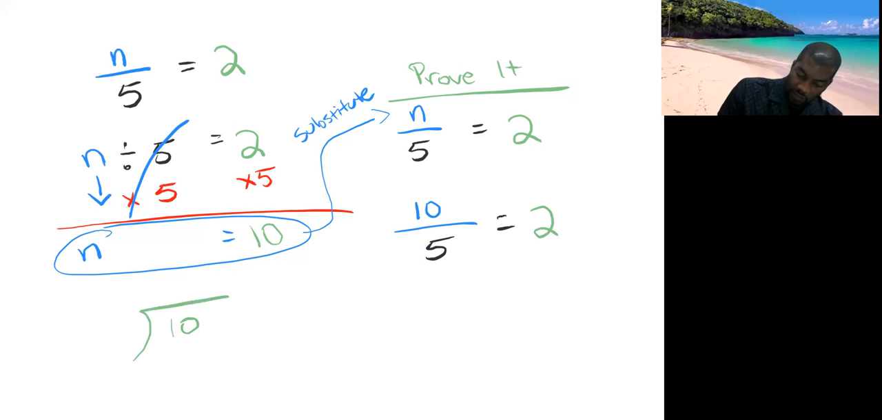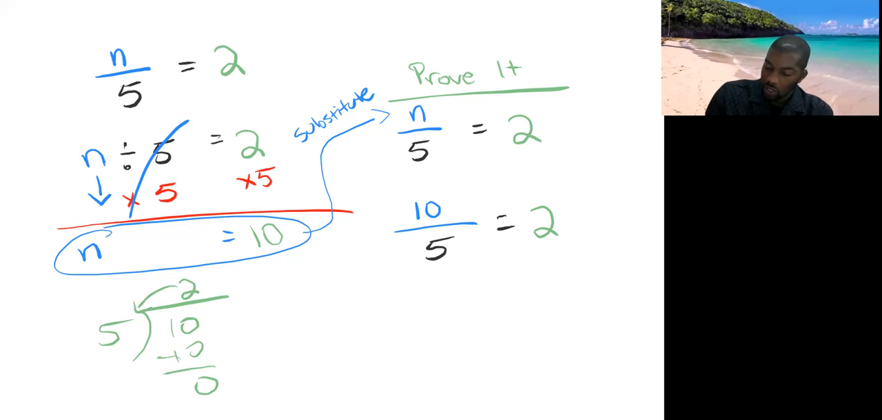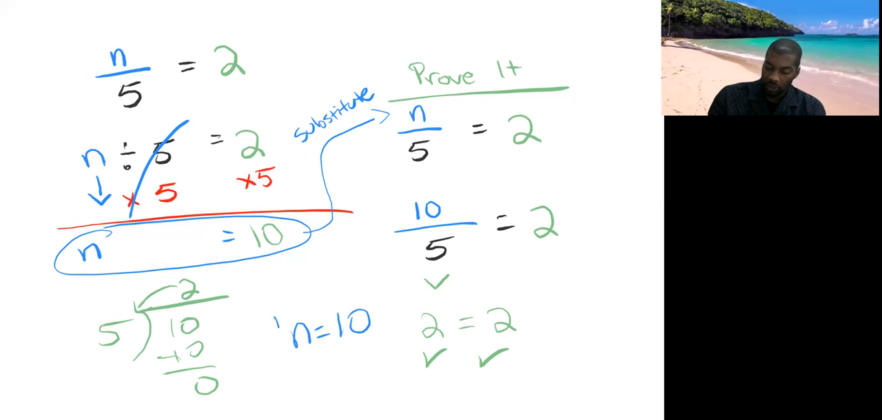10 divided by 5. How many times does 5 go in 10? It does go in twice. 2 times 5 is 10. Okay. So this is going to turn out to be 2. So it works on both sides. 2 does equal 2. Therefore, our answer is really the number n is equal to 10.